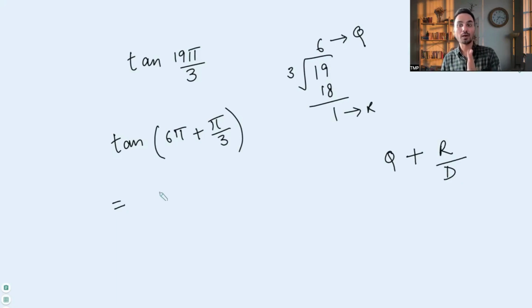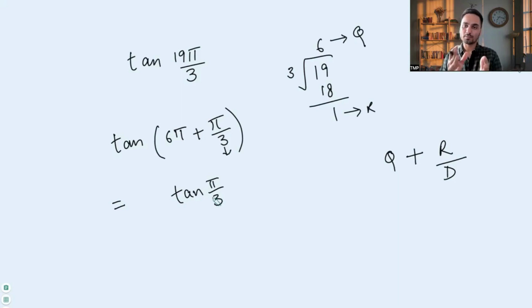Now tan 6 pi plus pi over 3. What we had discussed earlier, that whenever you are at any multiple of pi plus or minus theta, we will keep the same function. So tan will remain tan of angle theta. So pi over 3.